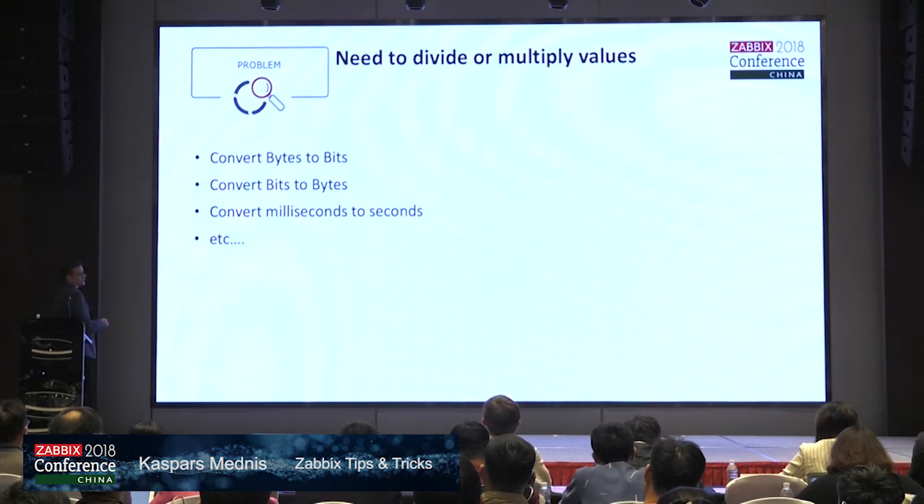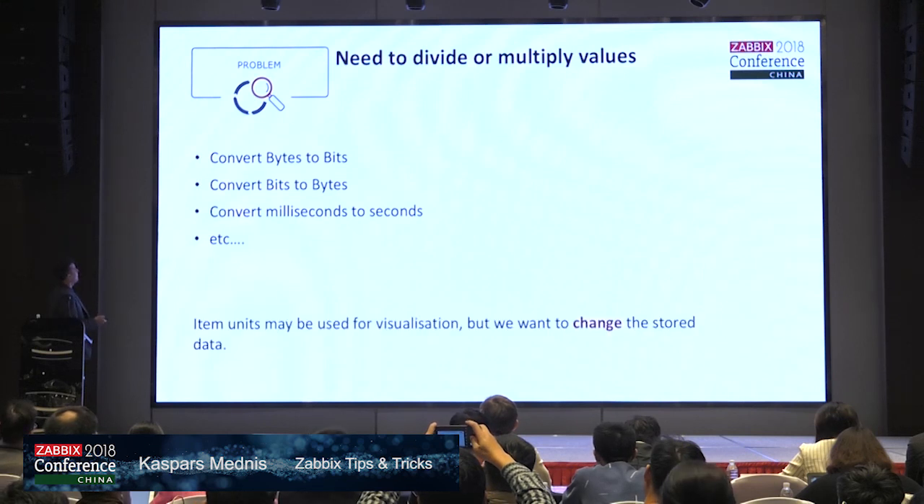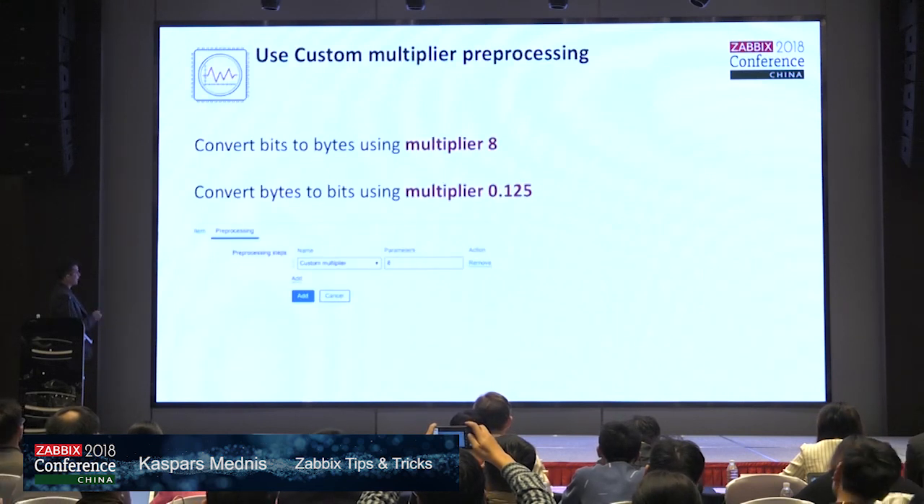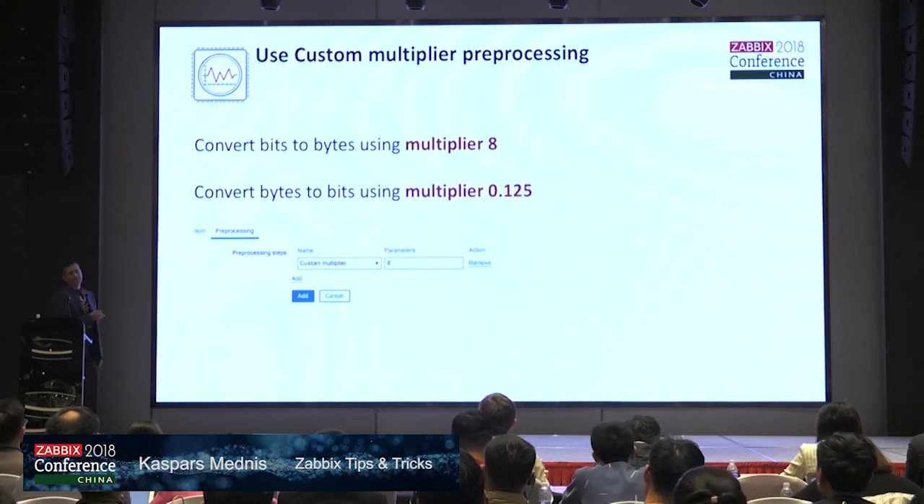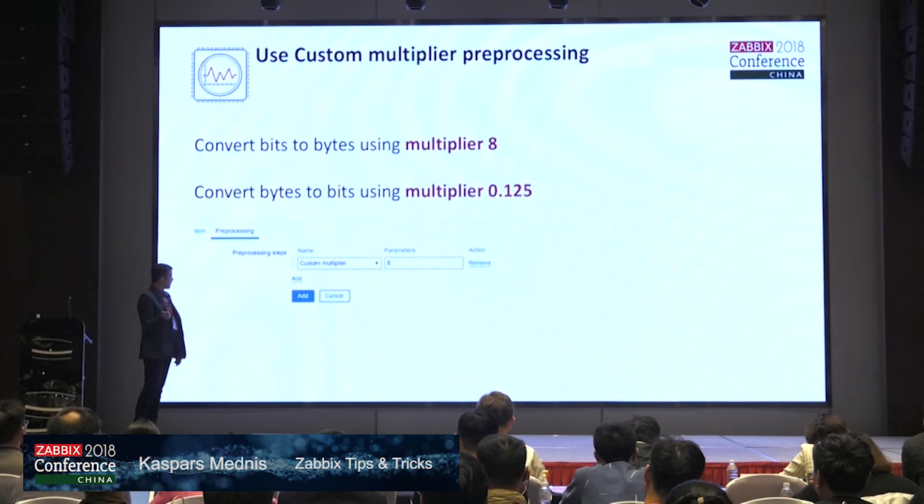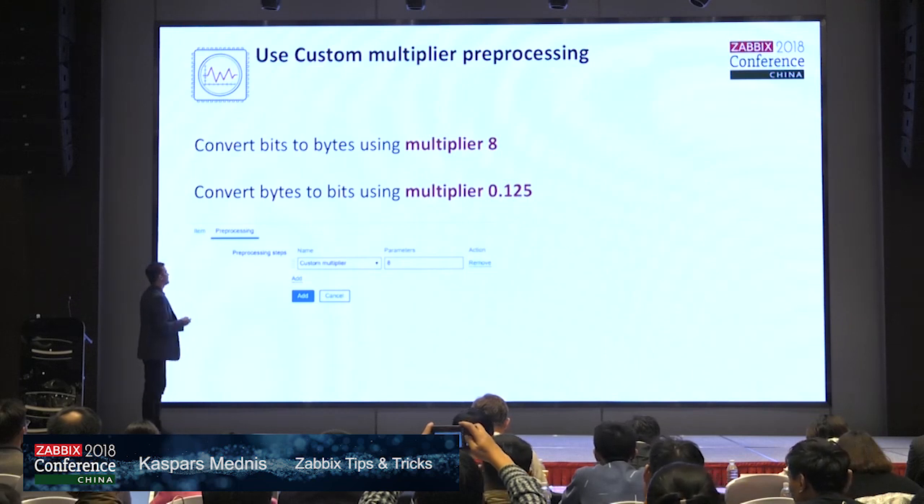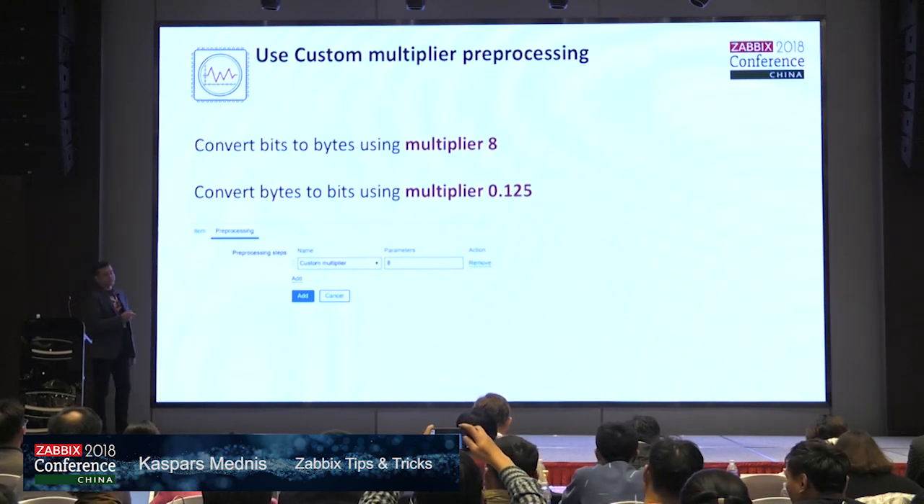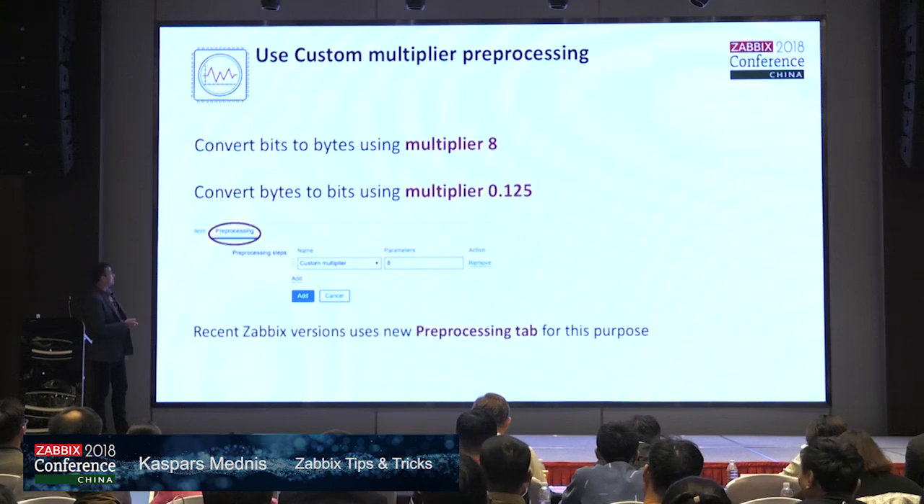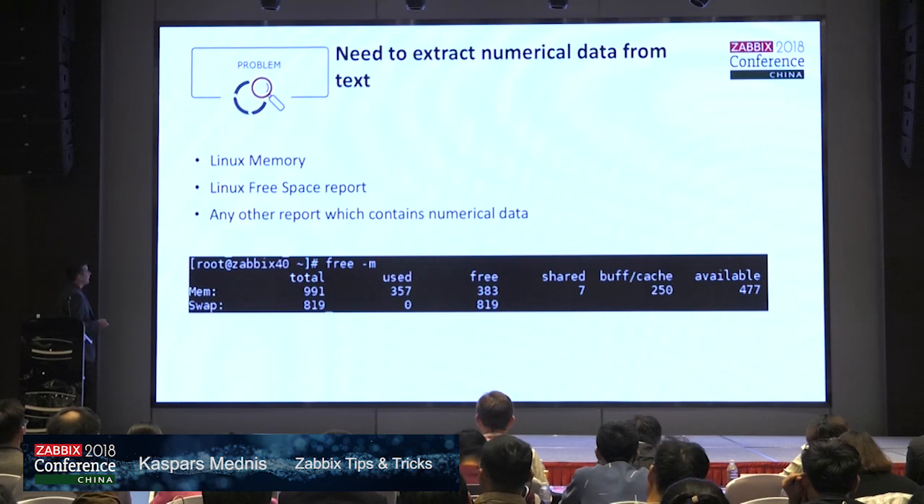So, this functionality has been in Zabbix since the beginning. Yes, you can just convert units using custom multipliers. In the previous version, it was on the item screen. Now it is moved to the separate pre-processing tab. So custom multipliers or delta or speed per second are also pre-processing steps. So this is really simple. Let's move to more complex examples.